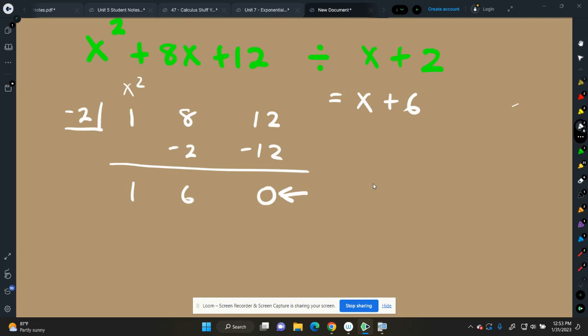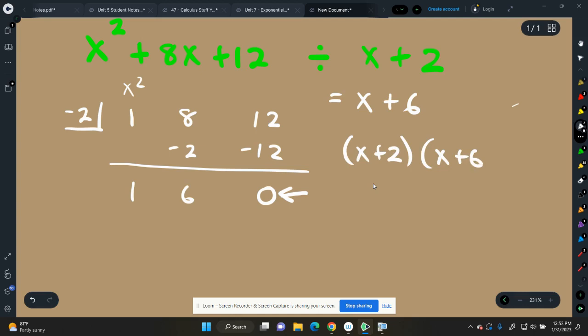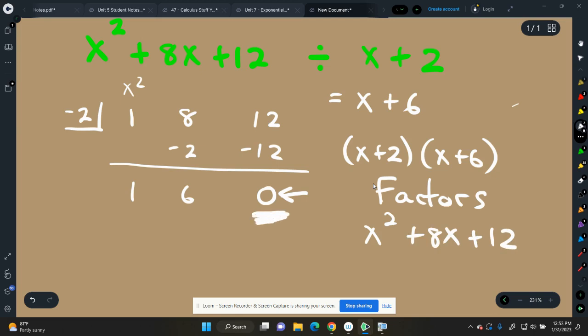So is x plus 2 a factor? Yes. Is x plus 6 a factor? Yes. Okay. What happens if I multiply x plus 6 and x plus 2? I get x squared plus 8x plus 12. These are factors. X plus 2 and x plus 6 are factors of x squared plus 8x plus 12. I know that because I got 0 as a remainder.